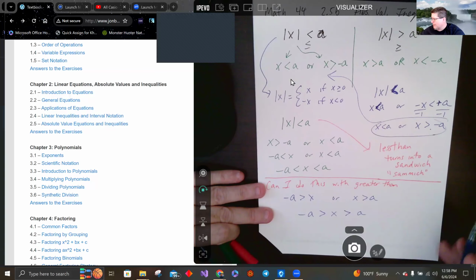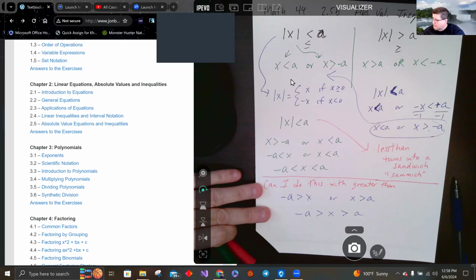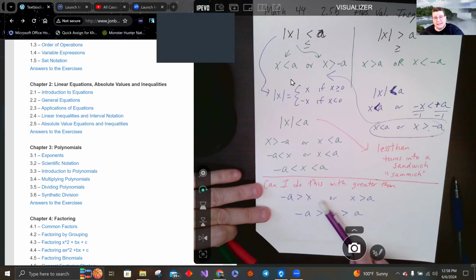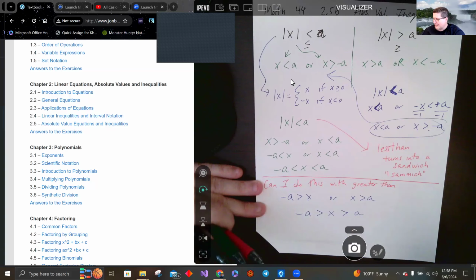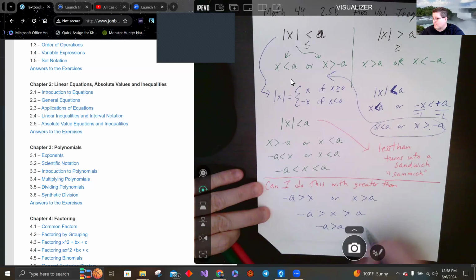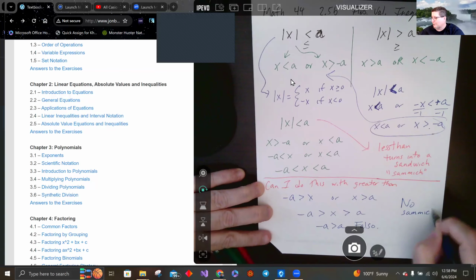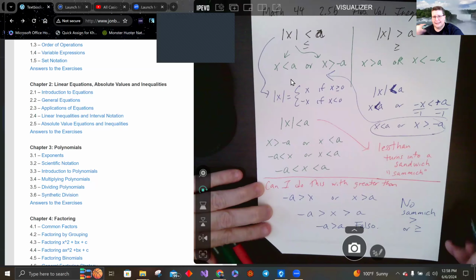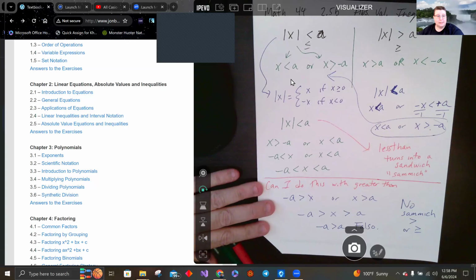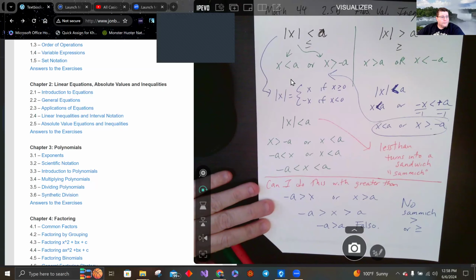But just ignore the middle spot for a second. If I ignore the x, I'm saying that negative a is greater than a. That condenses down to negative a is greater than a, which is false. So no sandwich for the greater than or equal to. Just the less than or equal to can we make the sandwich. So that might be an easy way to remember it.